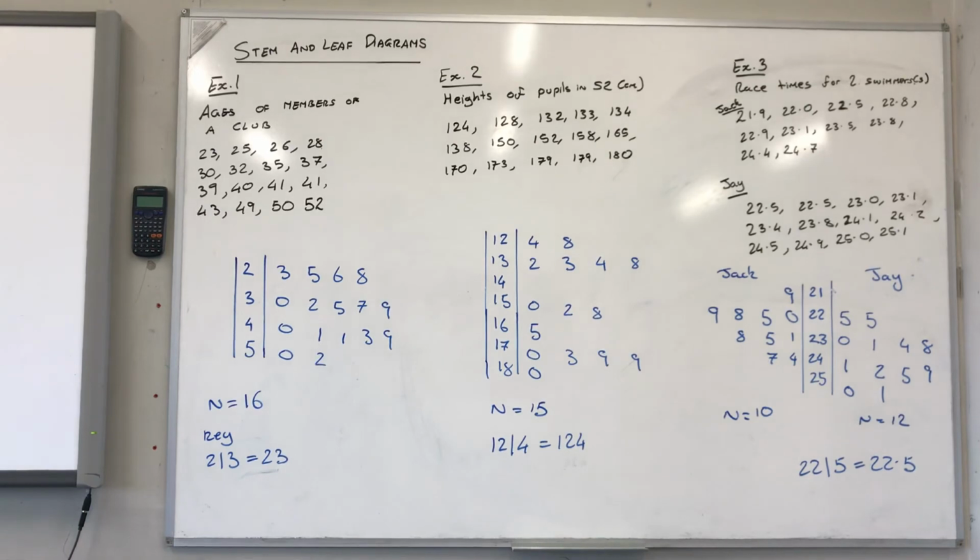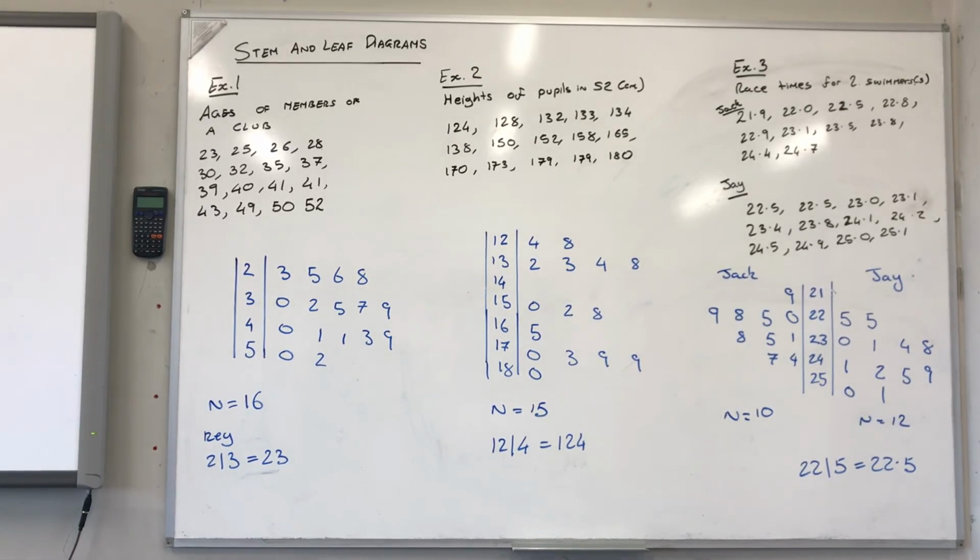So there again, I put in J's times, so we've got 22.5, so there's two of them, then there's 23.0, 23.1, 23.4, all the way up to 25.1. It's not that neat, that's because I'm not doing it on paper with a ruler, so yours should be neat. And I put the n times and I put the key to make it clear that I mean 22.5.